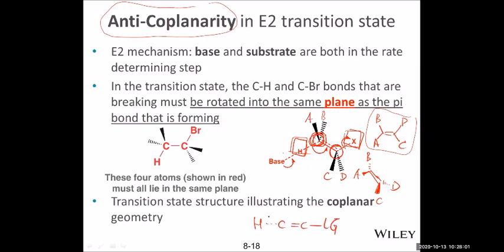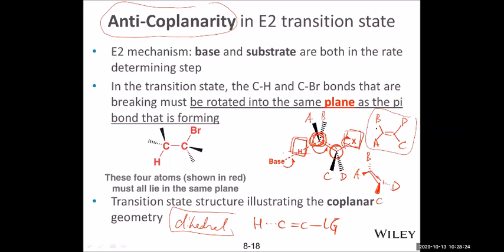dihedral is 180 degrees. Dihedral angle is a three-dimensional angle. It's not the two-dimensional angle, but it's related to the two-dimensional angle. So for the elimination to take place, there has to be a very particular alignment.